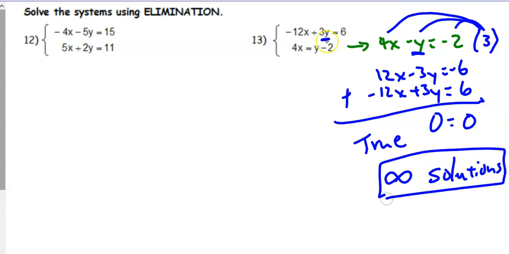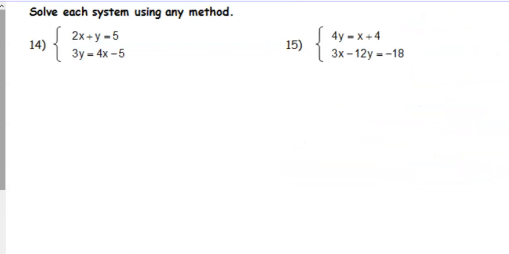So what happens is, these are the exact same line. If I was going to graph this, I would get this line, and then I'd graph the other one, and it'd be right on top of the other line. Okay? So that's a special case. So your special cases are where you have infinite solutions or no solutions.